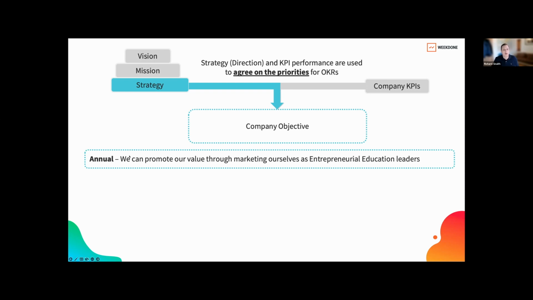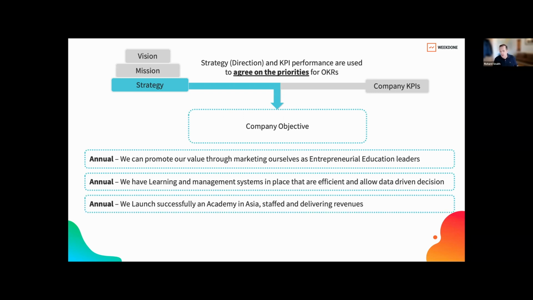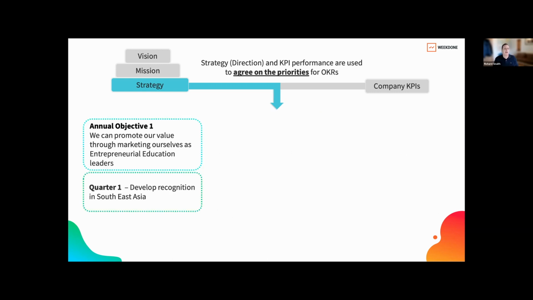Now, this is the first one. This wording has already changed a little bit. So I've improved the wording of our annual objective. I've tried to make it a little bit more inspirational. We have a second one, learning management systems in place, and we launch successful staff delivering revenues. We move from there on to what is it in the quarter? Now, this is our annual objective 1. And in the first quarter, we want to develop the recognition in Southeast Asia. That came from our mapping, and that's fine.